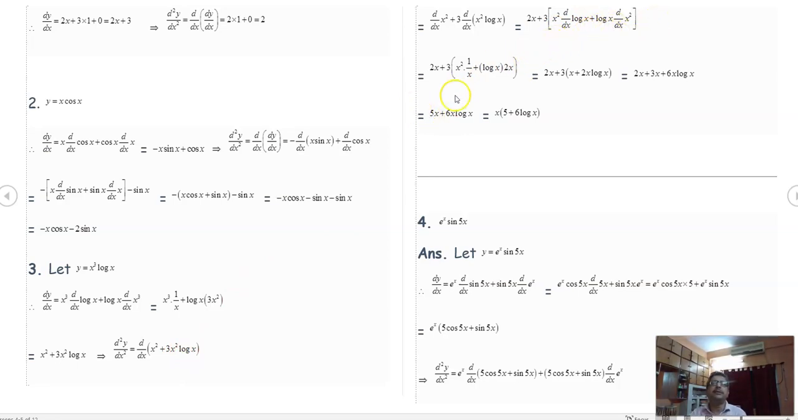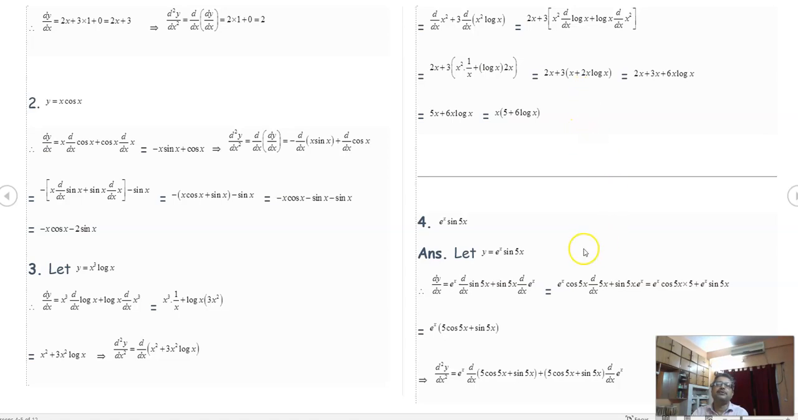Now it is very easy to complete all these steps here. You can see that the derivative of log x is 1 by x, and of x square is 2x. So by the common formula we are getting this. These are just examples where you differentiate a second time. Differentiating the first time you get dy by dx.